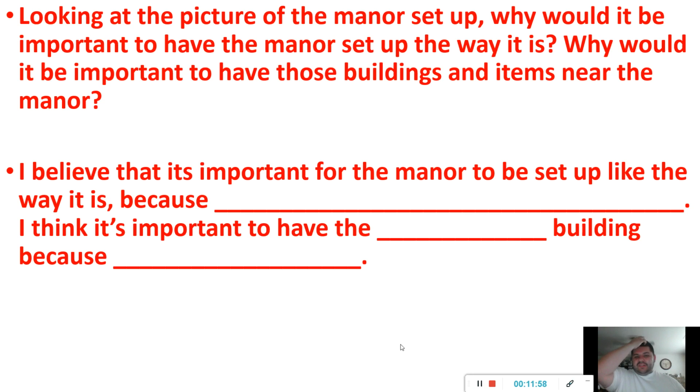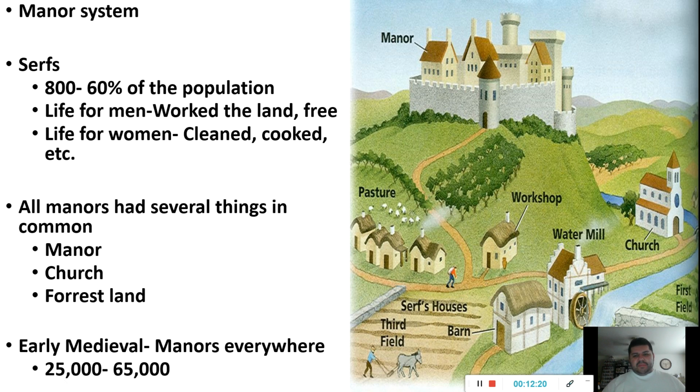All right, so your next picture says, look at the map of the manor setup, which one we were just looking at. Why would it be important to have the manor set up the way it is? Like that one right there, I was just showing you. Why would it be important to have those buildings and items near the manor? So I'm going to go back for a second to show you so you could pause it. You may want to pause it to answer the question, but if you're letting it go, that workshop is like the blacksmith's area. The church, the animals grazing near. Again, like I was talking about, for protection, things like that.